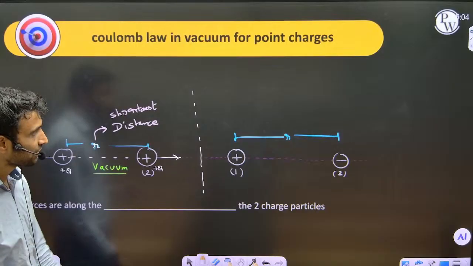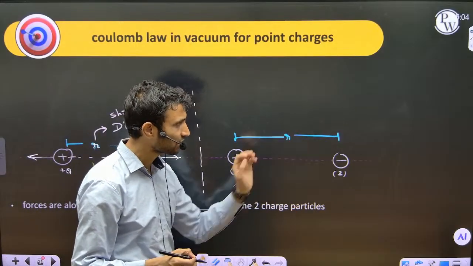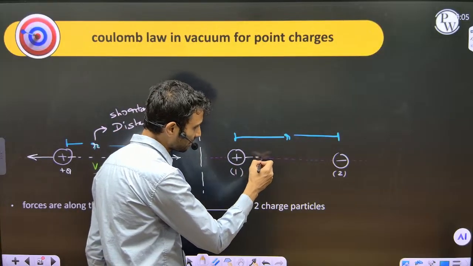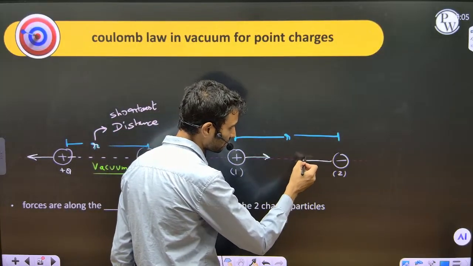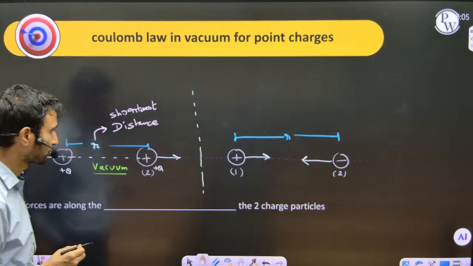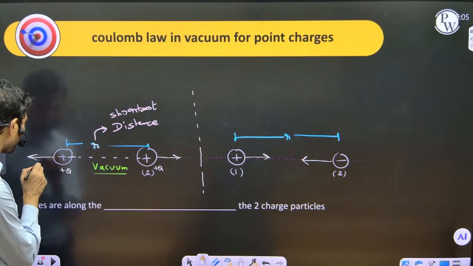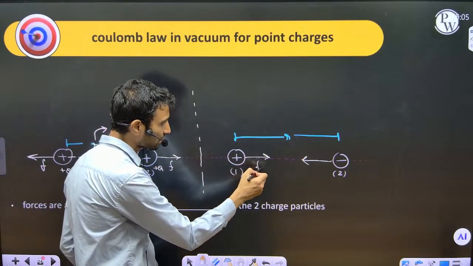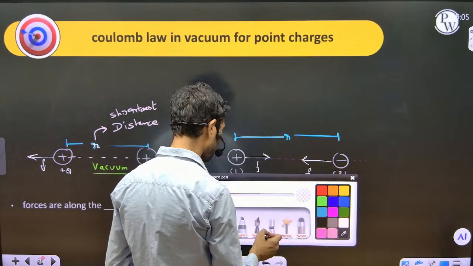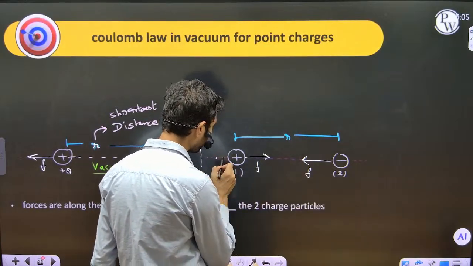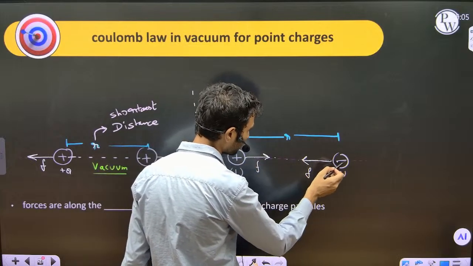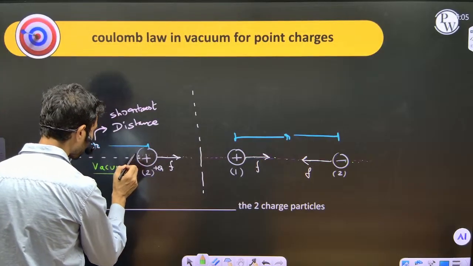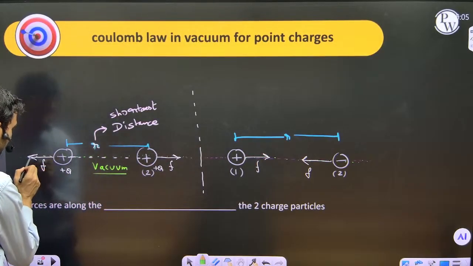On the contrary, if you have positive and negative charges and the distance between them is r, there will be attraction, right? So we see that these forces act along what? Act along the line joining them. Here also these forces are acting along this dotted line, which is the line joining them.